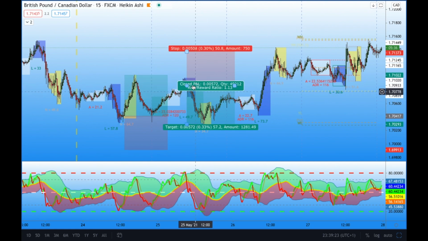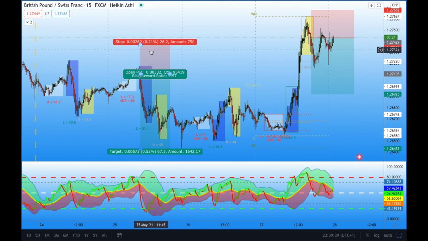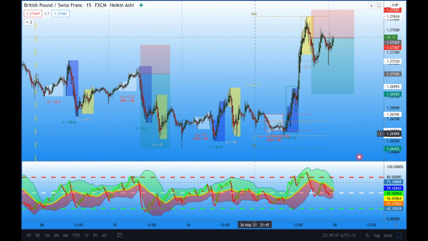And then right here, you can see you've got a sell here. So this is a 1-to-1 again, 50, 57. You would have won this trade, 26 pip stop loss. This was 67. So let's just say this is about 25. So this was like a 2-to-1, almost 3-to-1 trade. You can see right here.